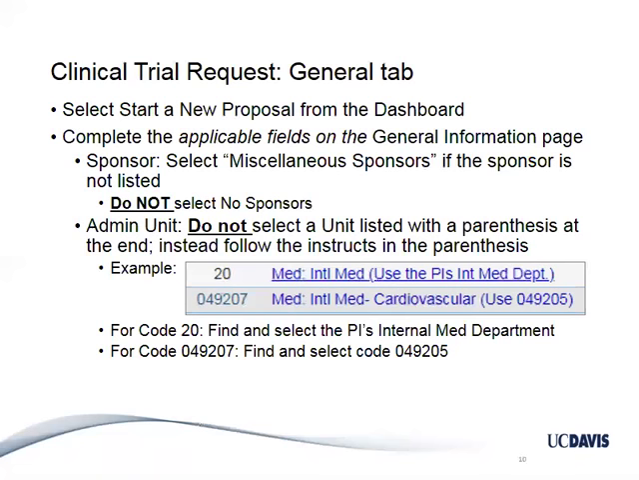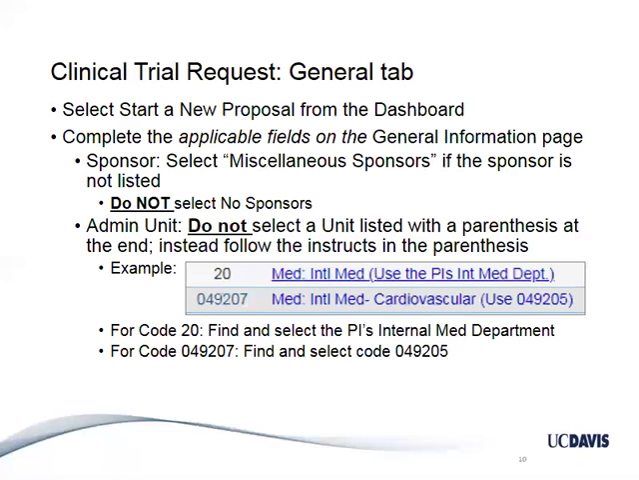You'll select miscellaneous sponsor. When you're selecting the administrative unit, you want to be ensured that you do not select a unit that, when you pull it up, has parentheses with some instruction on it. For example, if you look for internal medicine, it says use the PI's internal med department. That means you need to use their actual department. So you need to find cardiovascular or HEMOC or whatever it is, right? You don't select internal medicine.